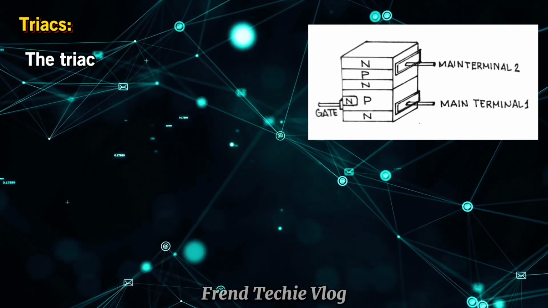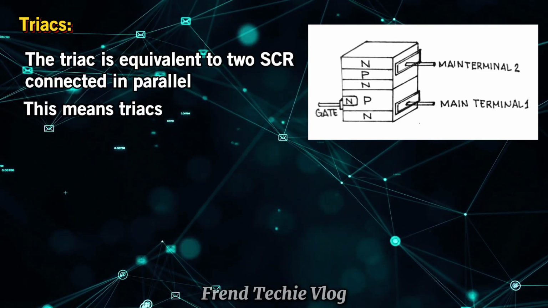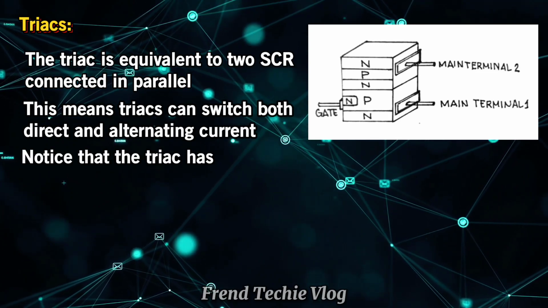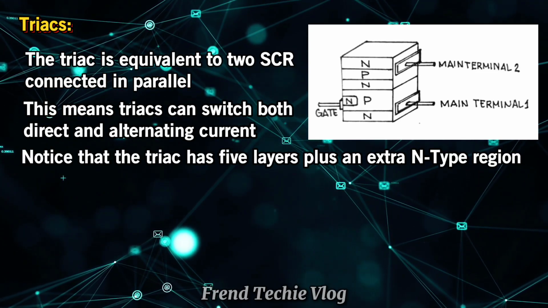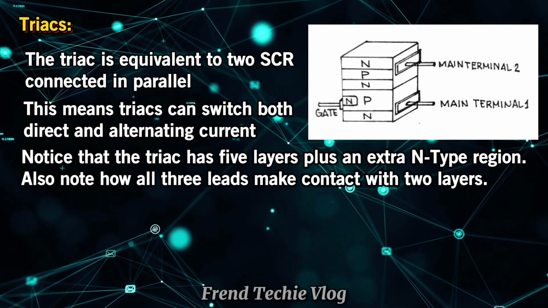Triacs. The Triac is equivalent to 2 SCR connected in parallel. This means Triacs can switch both direct and alternating current. Notice that the Triac has 5 layers plus an extra N-type region. Also, note how all 3 leads make contact with 2 layers.